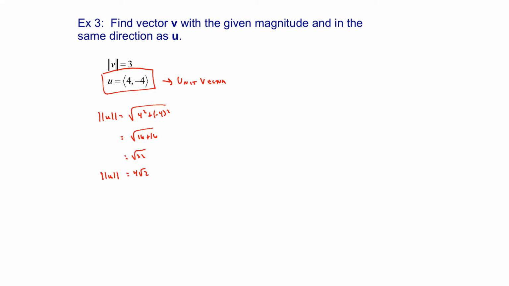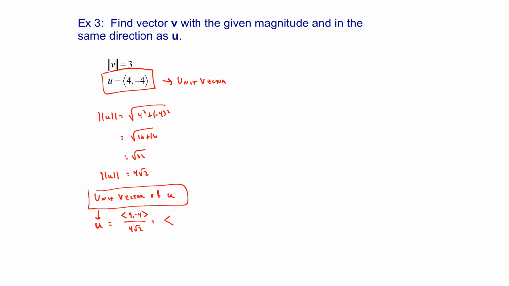So to find the unit vector, and I want to write this out because I want to make sure I'm clear here. So to find the unit vector of vector u, so this would be the unit vector. This would be equal to vector u, which would be 4, negative 4, over its magnitude, 4 square roots of 2.